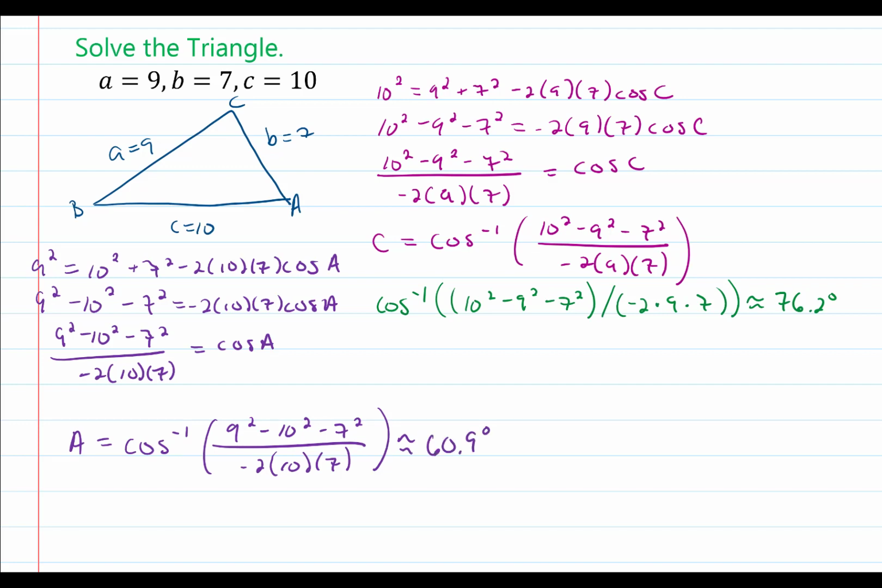And finally, I want to find the value of angle B, and angle B will be equal to 180 degrees minus the known angle of C, which is 76.2 degrees, minus the angle A, which is 60.9 degrees, to give me a difference of 42.9 degrees. I have now successfully found the unknown values of angle A, angle B, and angle C.